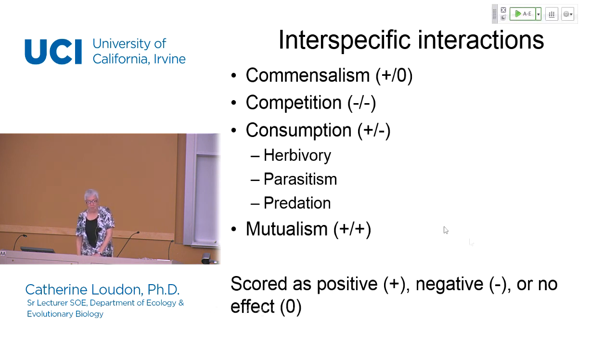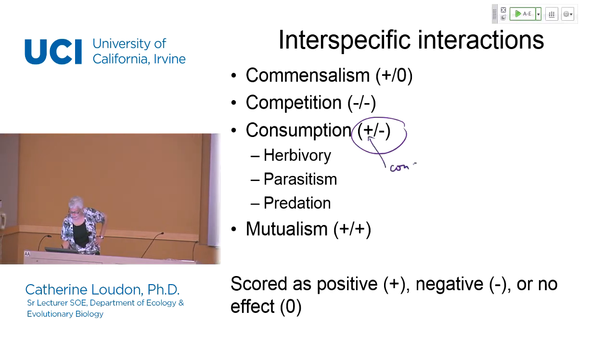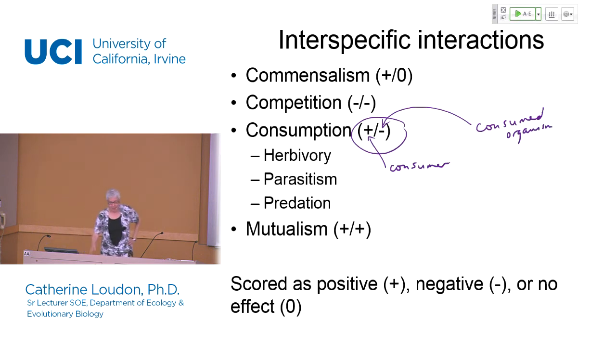So, consumption and mutualism. Those are the two last remaining examples of interspecific interactions. Consumption is pretty familiar to us as consumers. Within consumption, then, there's a plus-minus interaction. This is where the consumer is deriving a benefit from consuming another organism. So the consumed organism here has some detriment to being consumed, right?